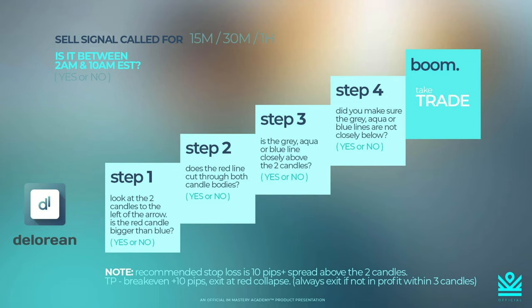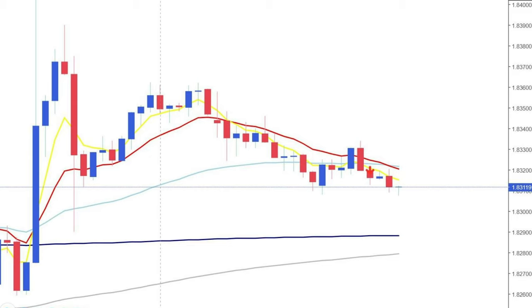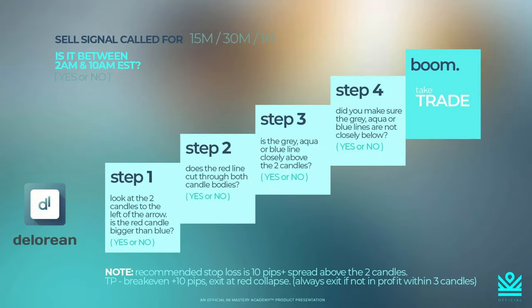Step two says, does the red line cut through both candle bodies? Well, there's a big red line cutting through this entire chart. And remember, the candle bodies are the big chunky things, not those little things. Those little dashes are called wicks. What I call big chunky things are the candle bodies. And so I notice the red line is cutting through the two candles. Again, we're paying attention this whole time, for every example, to the two candles previous to the arrow. And what do I see? The red line is cutting through both candle bodies. So I get a yes. I get a second yes. That leads me to step three. Now this one we can elaborate a little bit on, so get your notebooks ready.